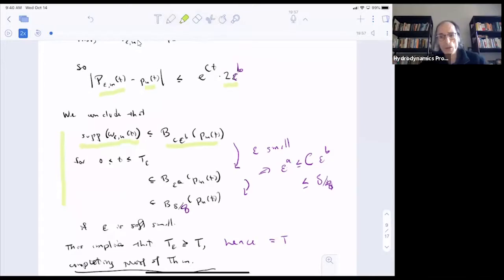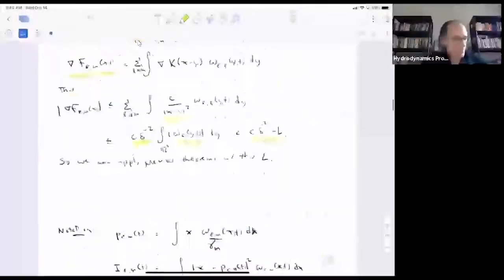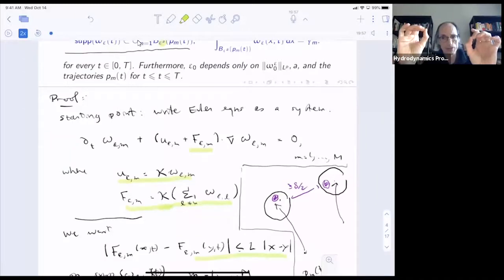But the whole point is really contained in this picture, which is that once I know that the blobs are bounded away from each other, then I can apply the earlier theorems. And then I just have to mess around a little bit to make sure that the background flow is close to the point vortex ODE flow. Okay. Any questions? So anyway, that finishes the proof of this theorem.